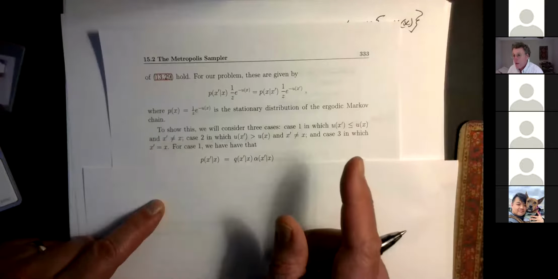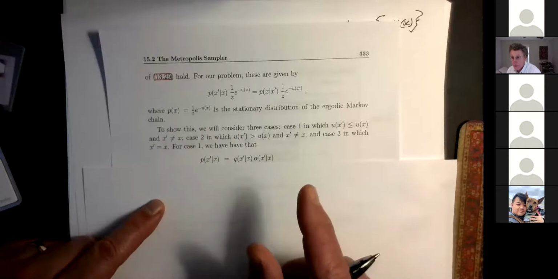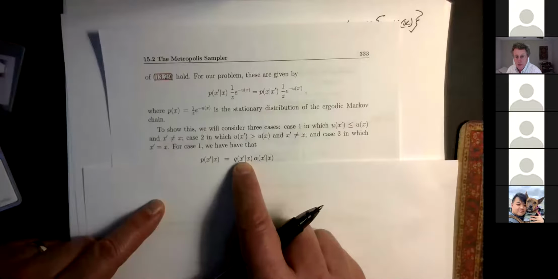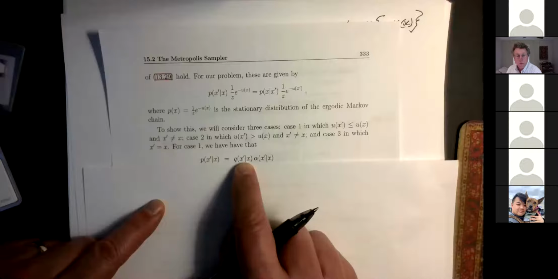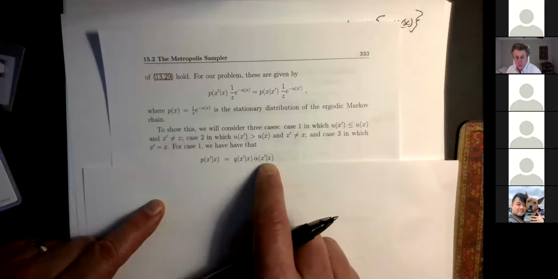So both things have to happen. It's not enough that you just propose it. You also have to accept the proposal. So the product of those two probabilities is the probability of that transition occurring. The proposal probability is Q of X prime given X, and the acceptance probability is alpha of X prime given X.